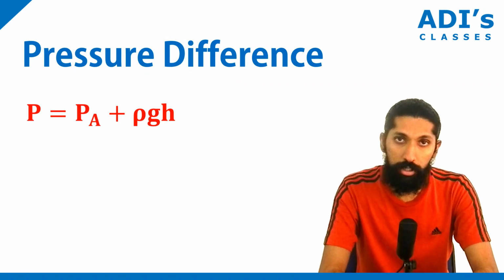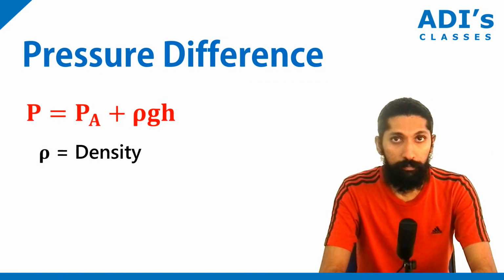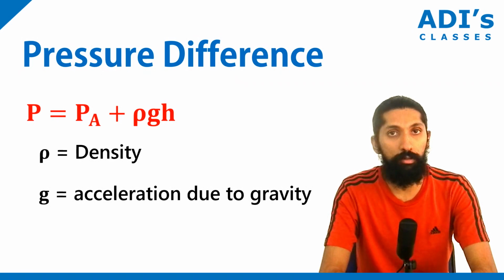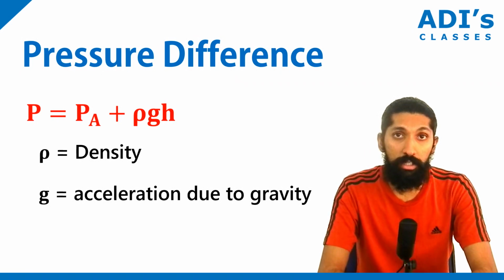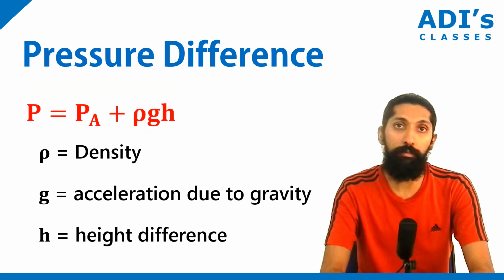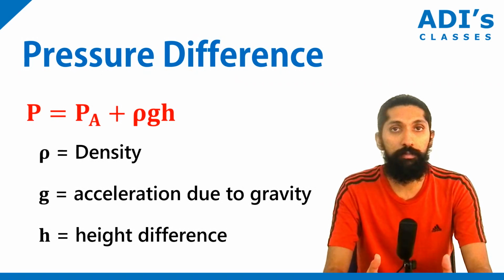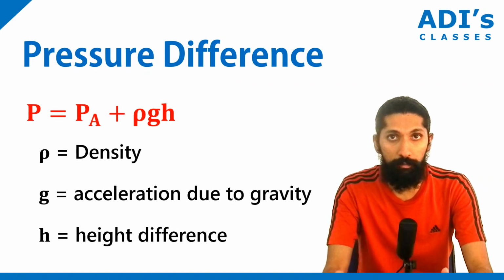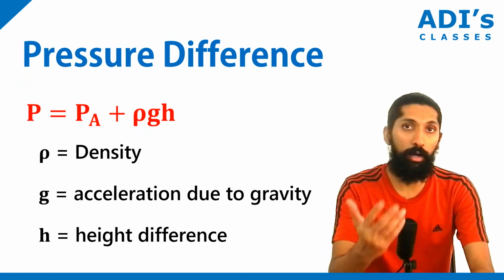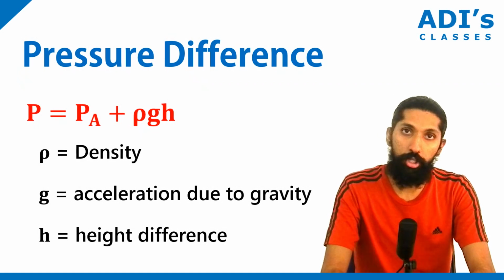This is the pressure in a particular liquid, where rho is the density, G is the acceleration due to gravity, and H is the height difference the liquid moves. Understood? If there is a small change in the height, because the liquid is going to come down or move up, correct? There is a height difference. That is what we call H.